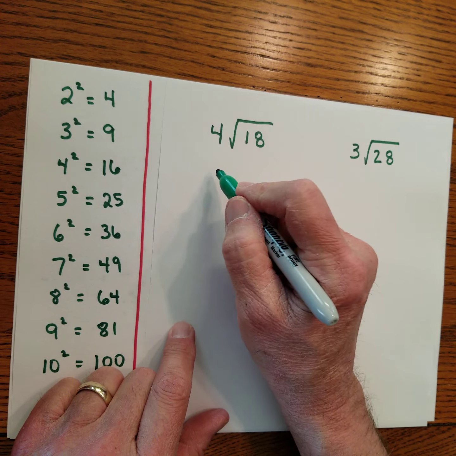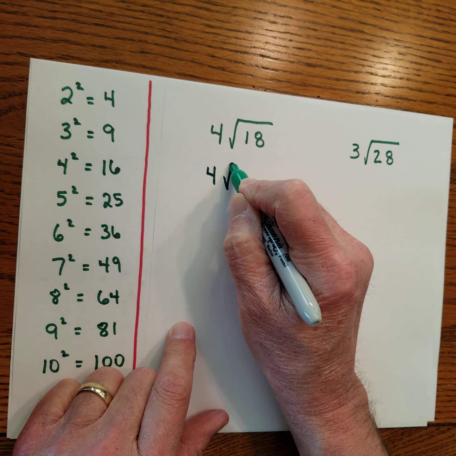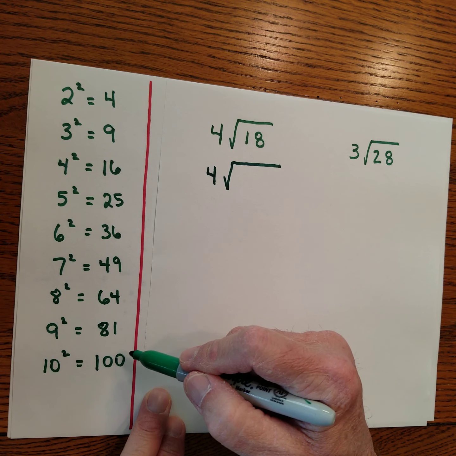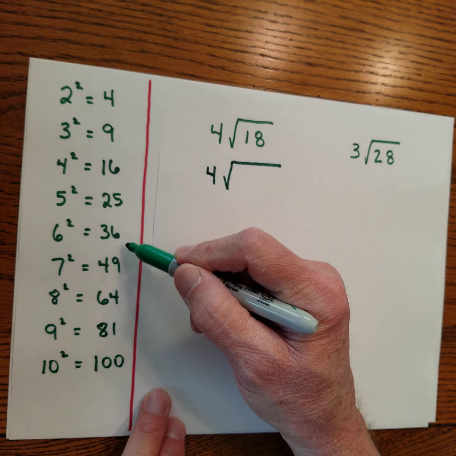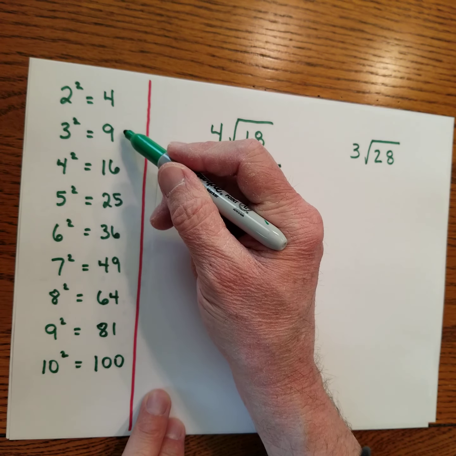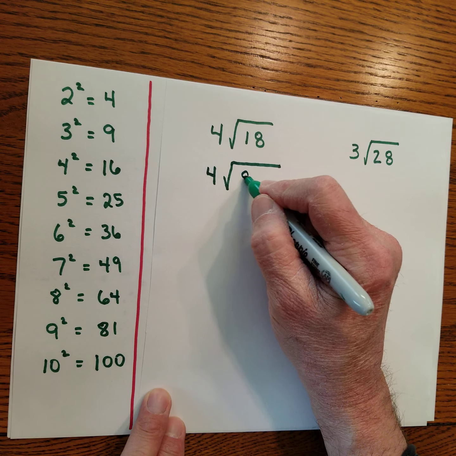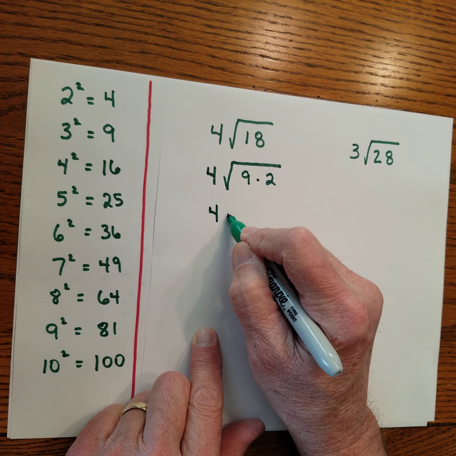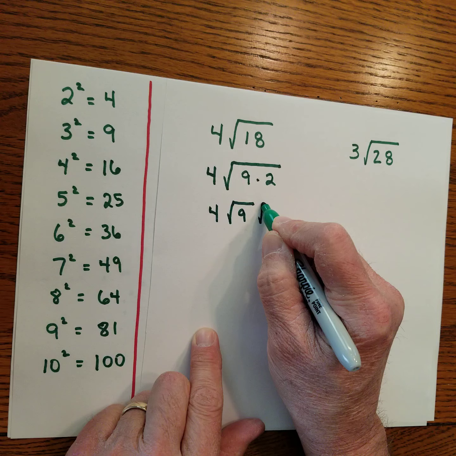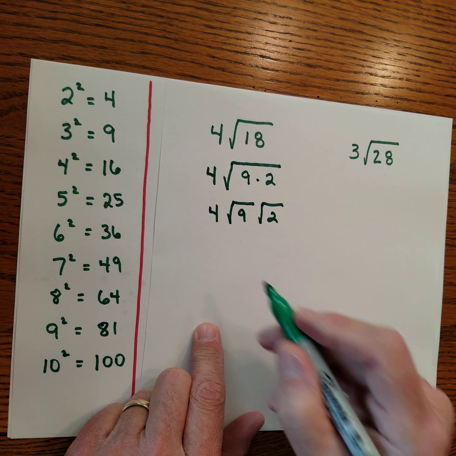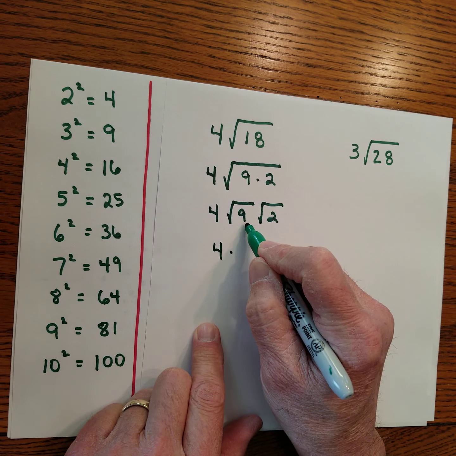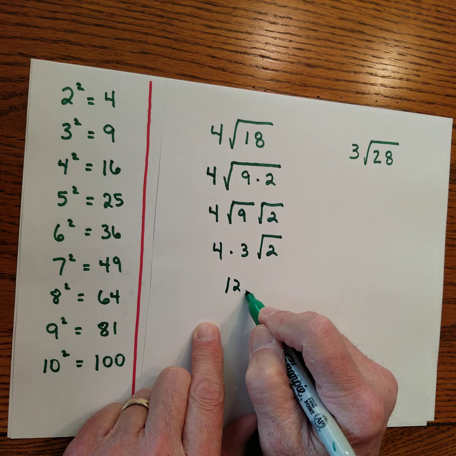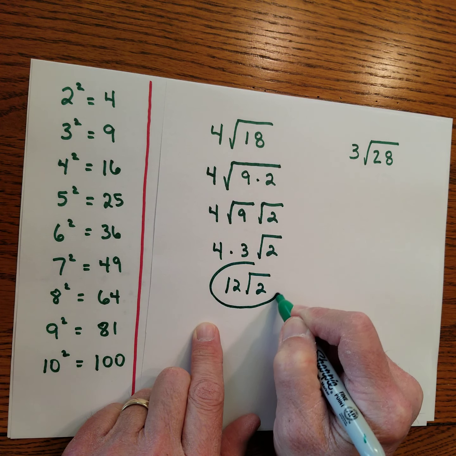Now for 4 radical 18, we'll start by ignoring the 4 and breaking down the 18. What number from our list of perfect squares divides evenly into 18? 49, no, no, 25, no, there it is. 18 is divisible by 9. 18 is 9 times 2. Let's rewrite that as 4 times the square root of 9 times the square root of 2. That's 4 times the square root of 9 is 3. Can't take the square root of 2. That's 12 times the square root of 2. That's great.